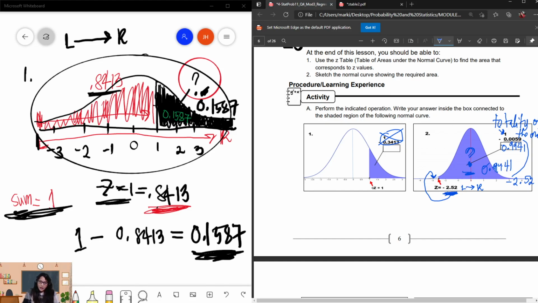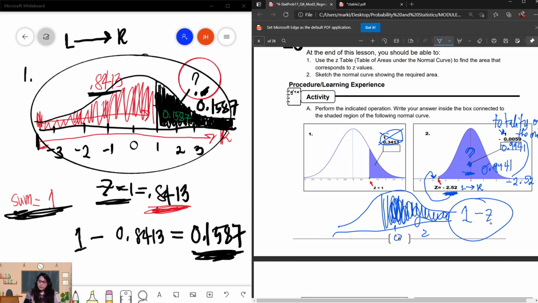So here is the clue. If the shaded area is on the right side, not on the left side, for example on this normal curve, then you already know that you are going to get the z-score and subtract it from 1. Remember this: if it's on the right area, you need to subtract from 1. So get the area of the z-score, you're not going to subtract negative 2.52 itself. It should be the area of negative 2.52, otherwise you will not get the correct answer. Okay, are we clear?